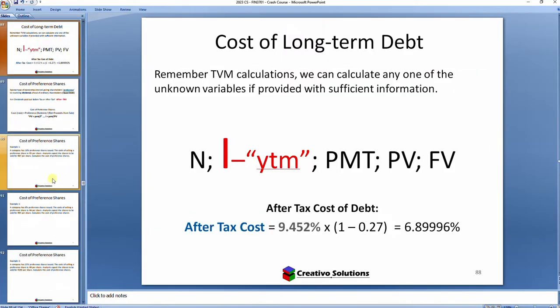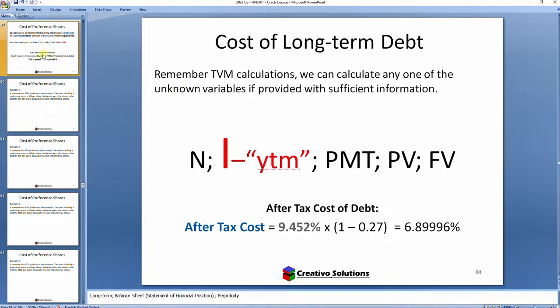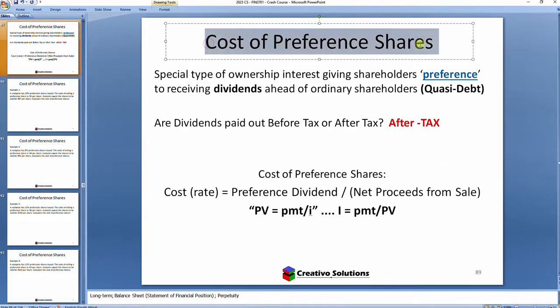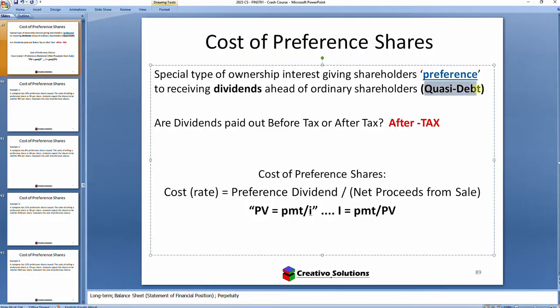Okay, that's the first one. Number one, complete. Number two, pref shares. The nice thing about pref shares, it's quasi-debt. That's the word they used to describe it. That was actually from the textbook. They talk about quasi because it's similar to debt, but it's not quite debt because it's actually shares. It's actually equity. But the reason why they consider it debt, not equity, is because it has to be paid out.